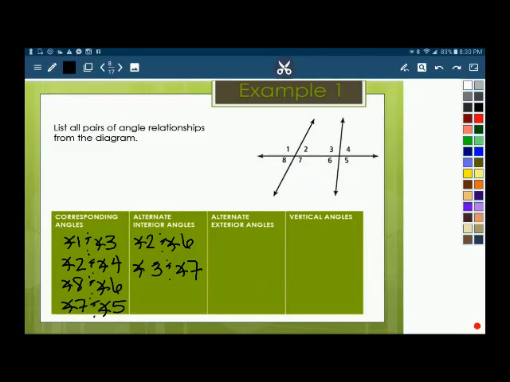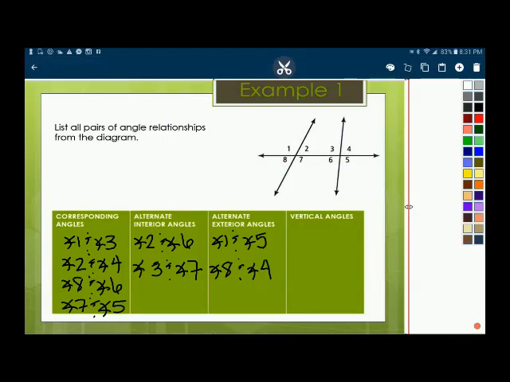Moving on to alternate exterior, I'm seeing 1 is on the exterior of the parallel lines, so I want to go on the opposite intersection point on the opposite side of the transversal, which would be angle 5. Okay, so angle 1 and angle 5 are alternate exterior. And then I also have angle 8 lying on the exterior. And if I go on the opposite side of the transversal on the opposite intersection point, that would correlate with angle 4. So angle 8 and angle 4 are alternate exterior.